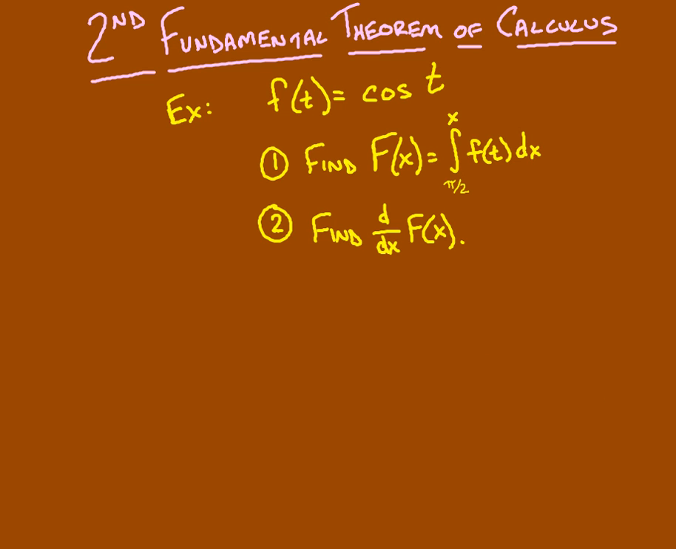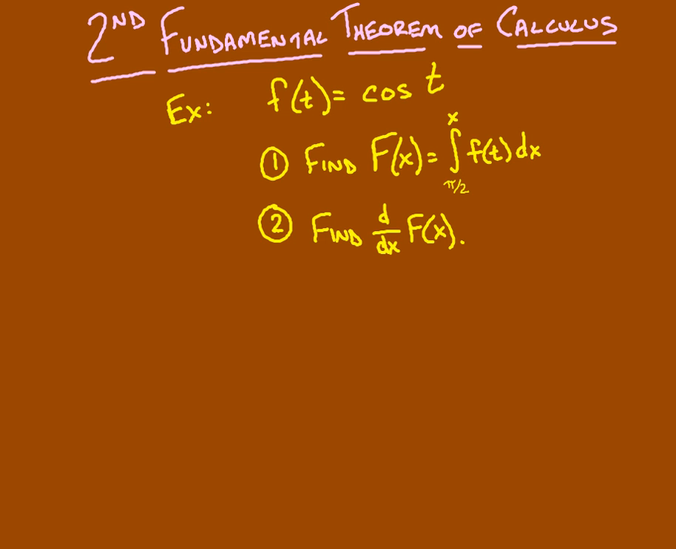Back in elementary school, you did addition and then undid it with subtraction to get back where you started. Multiplication, you undo with division. Well, we've already talked about how integration and taking a derivative are inverse operations. And pretty much all this theorem says is that when you take an integral, then take a derivative, you get right back where you started.